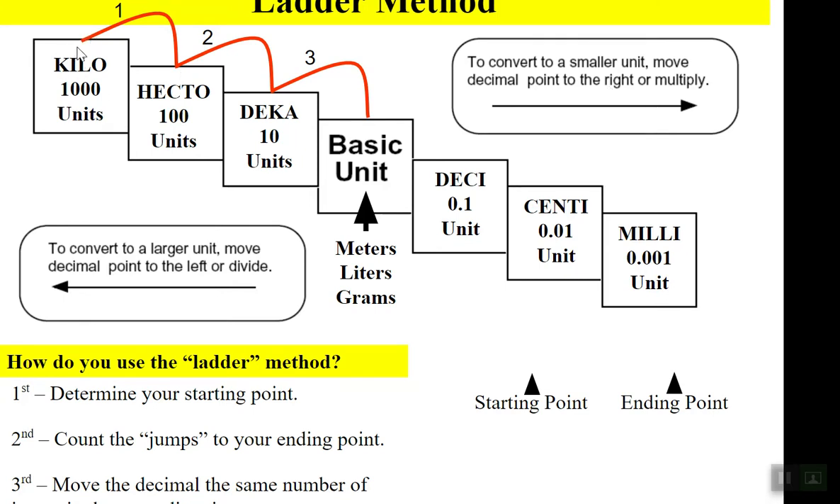So if you had 1 kilogram, you multiply it by 10, and that tells you have 10 hectograms. Multiply by 10, you'd have 100 decagrams. Multiply by 10, and that would be 1,000 grams. Then 10,000, 100,000, 1 million milligrams is the same as 1 kilogram. And going the other way, you would divide.